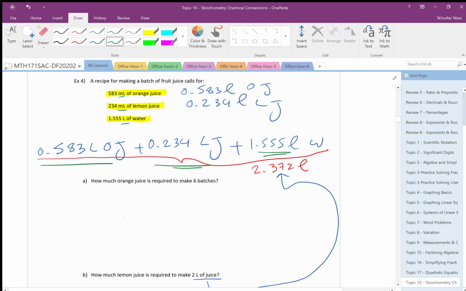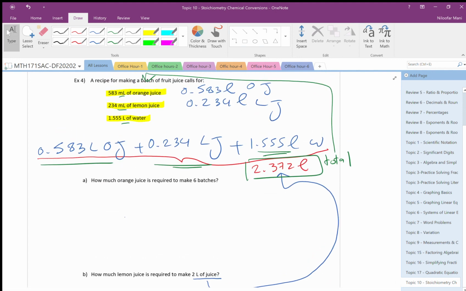Then it will be the batch. Then I can calculate how much the batch is in liter, so I add them all, and totally it will be this one. That's the total, so that's the batch here. So how much orange juice is required to make 6 batches? I want to remember that this is one batch. Here I'm not talking about how many liters in a batch. I just say one batch and 6 batches here.